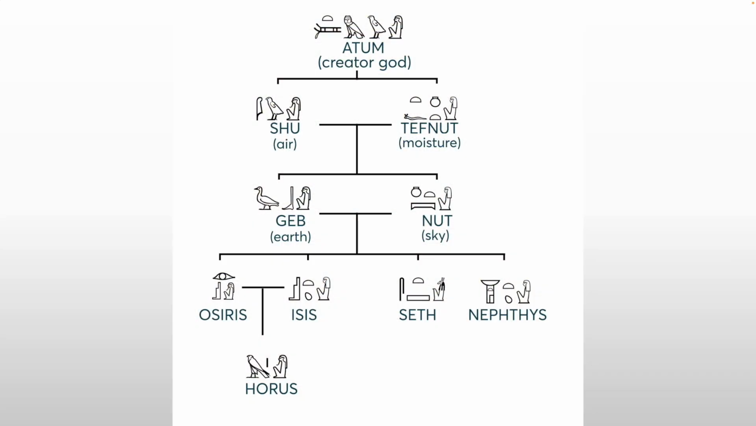Then a creator god, Atum, springs forth. And he pleasures himself, shall we say, creating Shu and Tefnut. They have children, giving birth to the earth god and the sky god, Geb and Nut, who give birth to Osiris, Isis, Seth, and Nephthys.